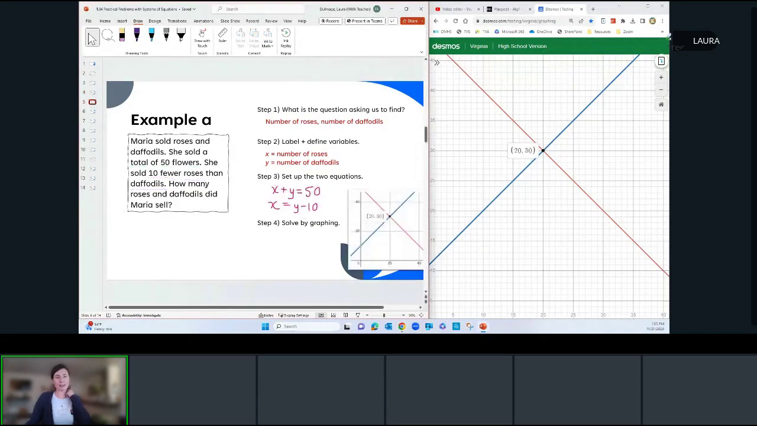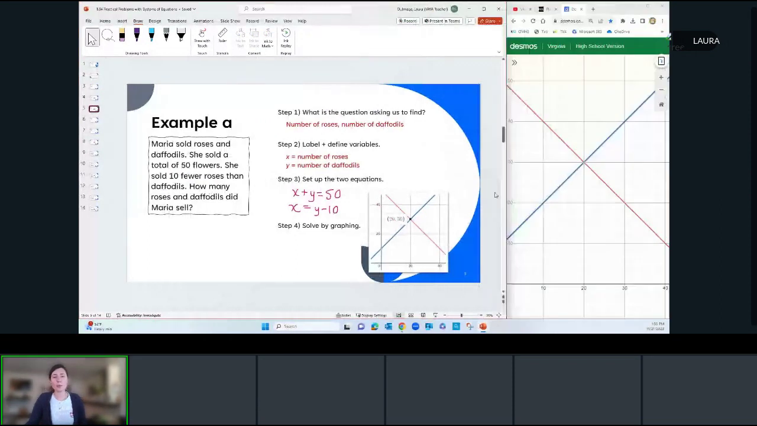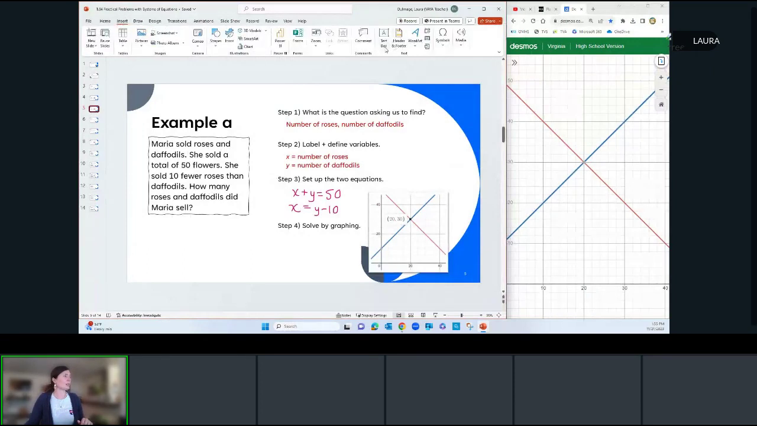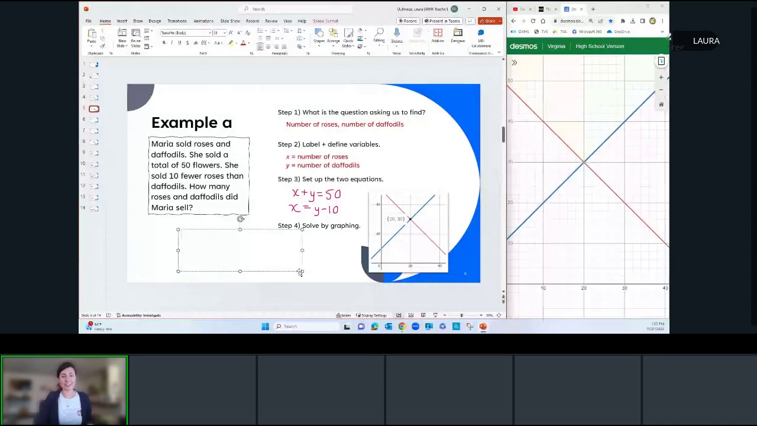So we can see here, and I've snipped our solution here, 20, 30 is our solution. How do we actually answer that? Because it's asking us to find. So we're going to go back to step 1. What is the question asking us to find? And I guess we could argue that step 5 is answer the question. She sold how many roses? Roses is x. It goes 20, 30. So roses is the 20. So she sold 20 roses and 30 is y.